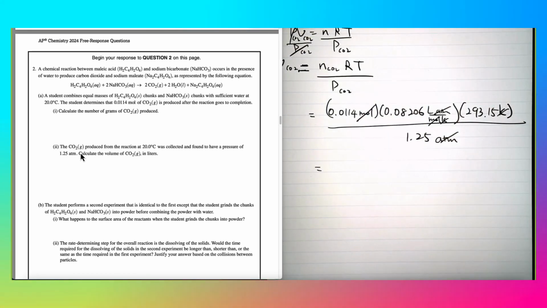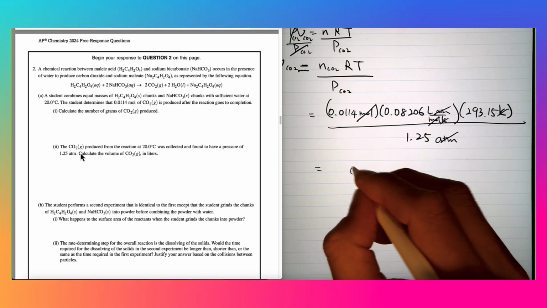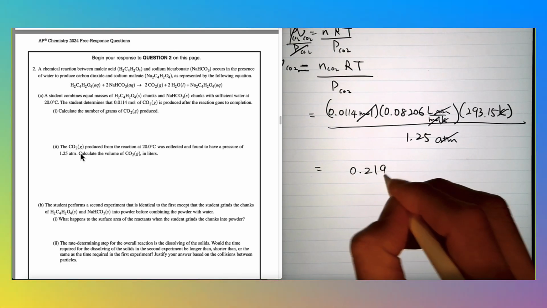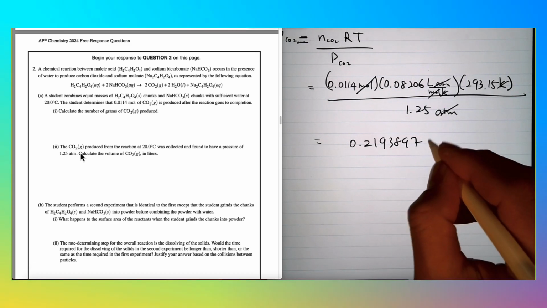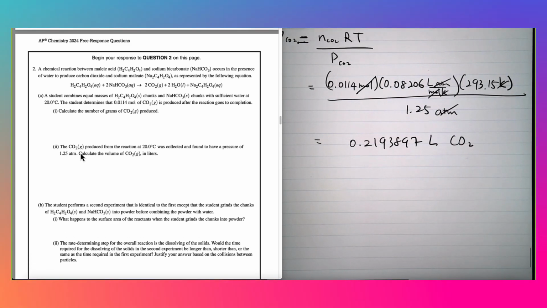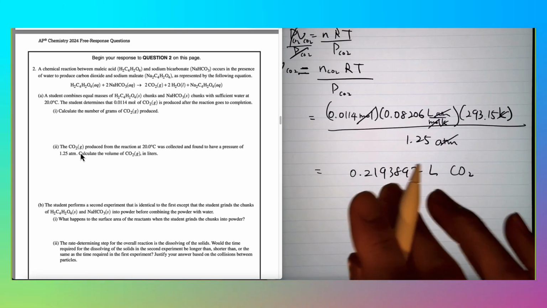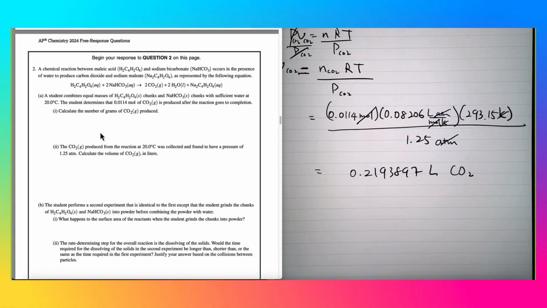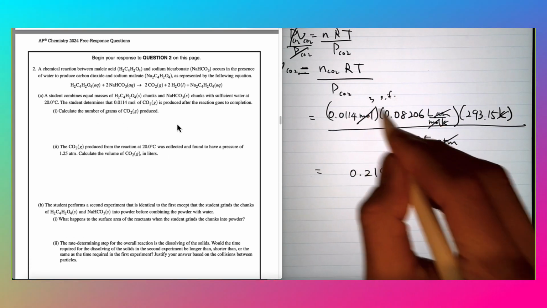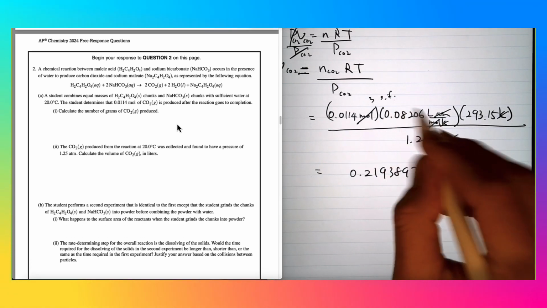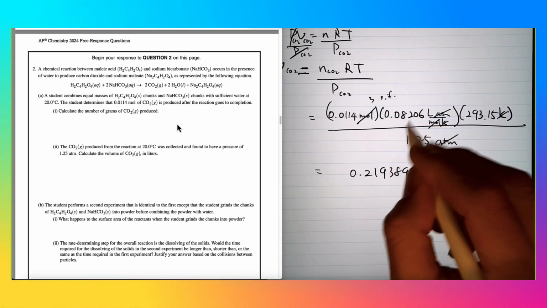0.219389. Okay, so you don't want to write that many decimals for your final answer. So we gotta check our sig figs. I have 3 sig figs here from the moles. Actually, this is an infinite number of sig figs.